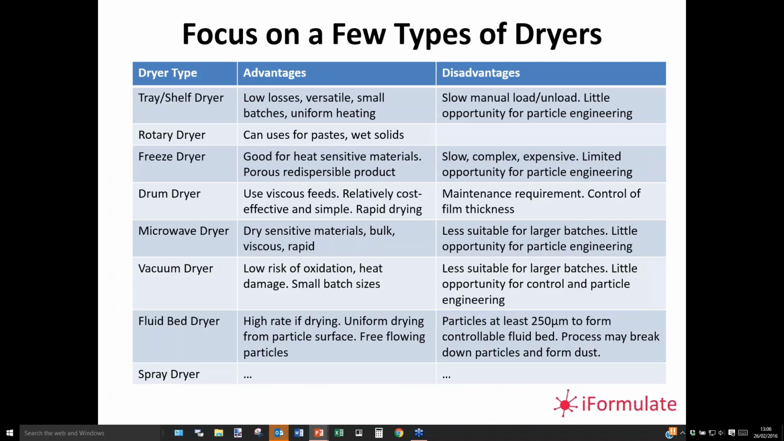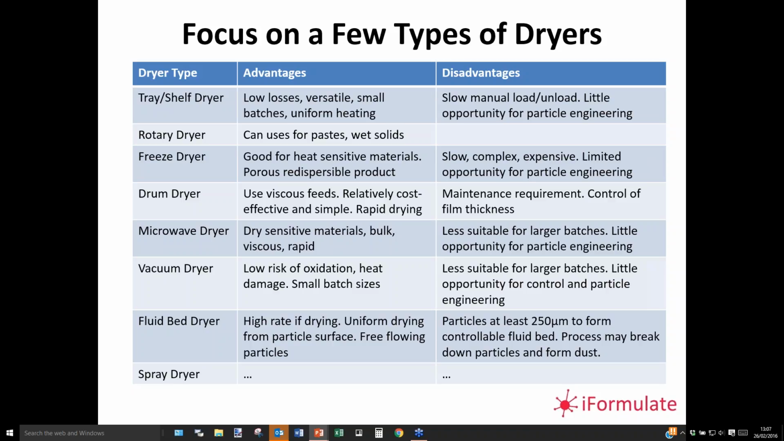Materials can be classified in terms of how fluid they are, so they might be wet solids, or they might be pastes, they might be slurries, or they might be solutions, and they can also be classified in terms of their sensitivity to heat. And they're two parameters actually that are quite important when you come to choose your dryer. So without going in detail through this table here, you can see, for instance, that tray or shelf drying is rather versatile. It has very low losses. It means that your heating is uniform, but it can be a cumbersome and rather slow process involving loading and unloading manually. There's very little opportunity in tray or shelf drying for particle engineering.